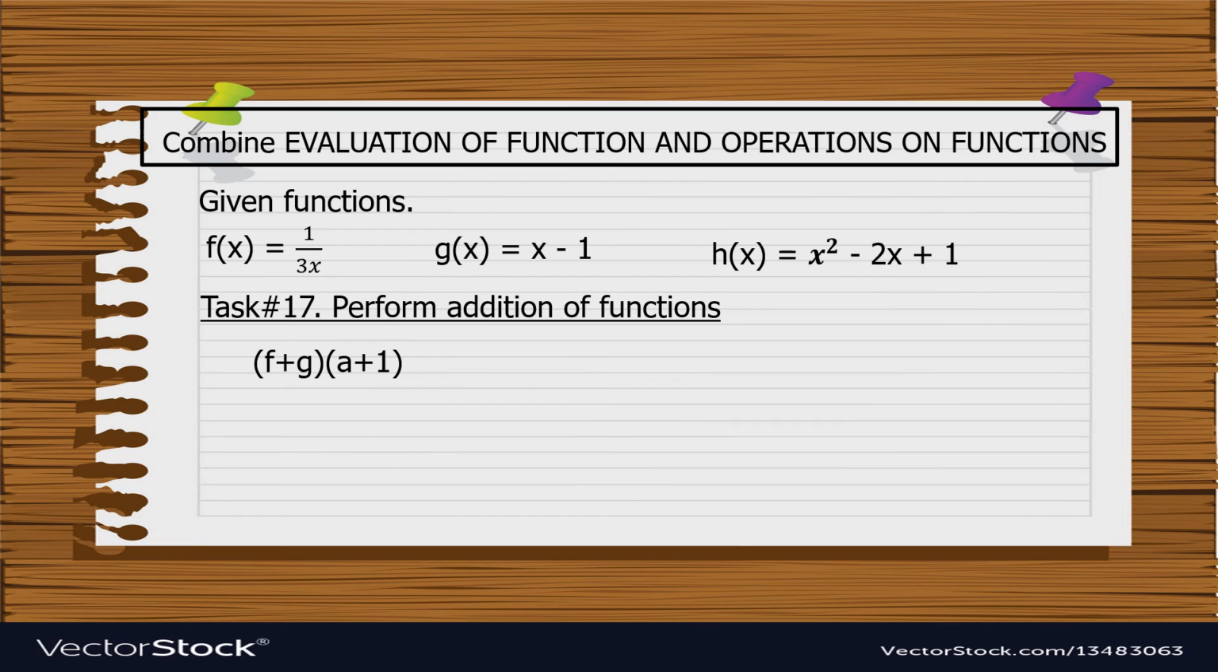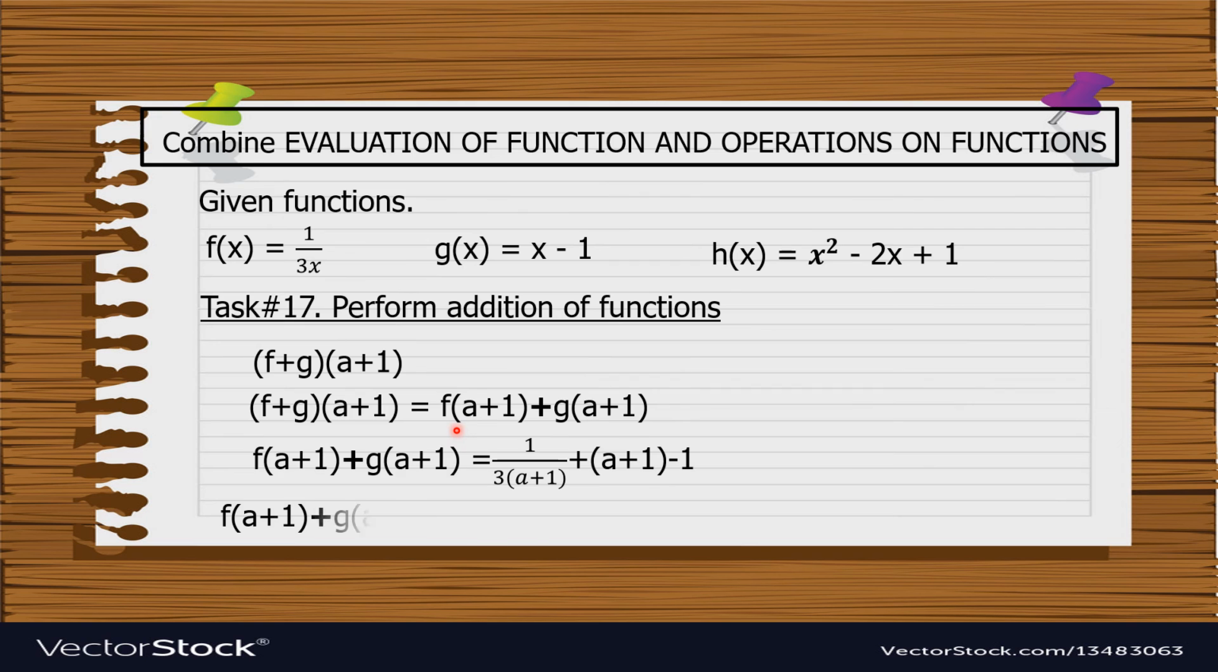Next, for task number 17, find f plus g of a plus 1. As you can see here, our replacement value is a binomial including a variable a. By its definition, f plus g of a plus 1 is equivalent to f of a plus 1 plus g of a plus 1. Next, f of a plus 1 plus g of a plus 1 equals.